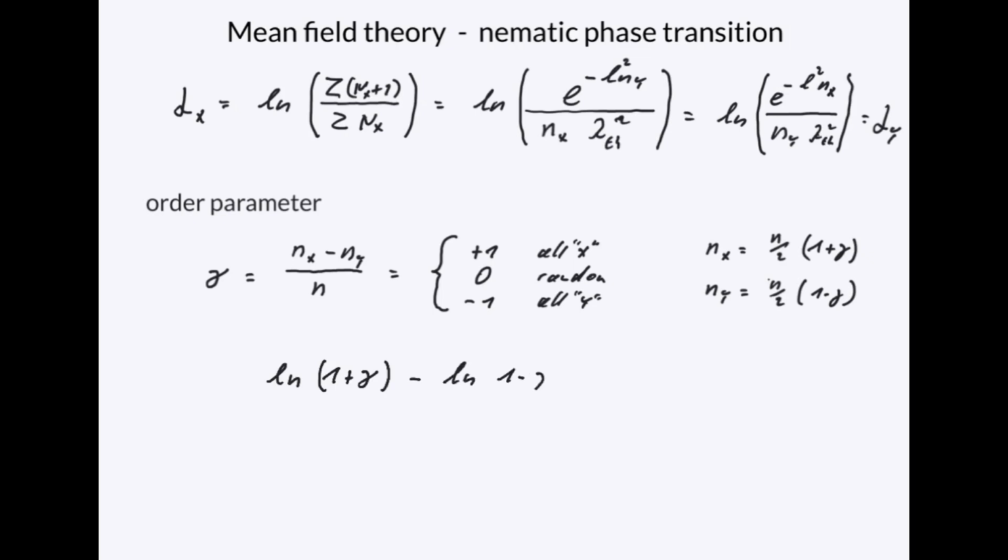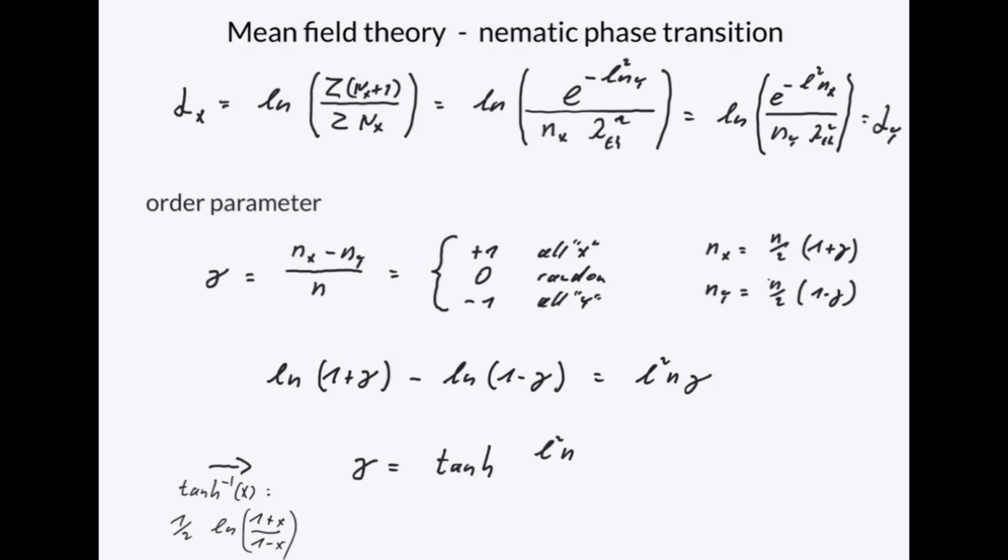Now, using the definition of gamma in the above equation, we come to an equation in terms of gamma, reading ln of 1 plus gamma minus ln of 1 minus gamma is equal to L squared n gamma. Using the inverse tanh definition, this can be further simplified, reading gamma is equal to tanh of L squared times n divided by 2 times gamma. This equation is called the consistency equation.